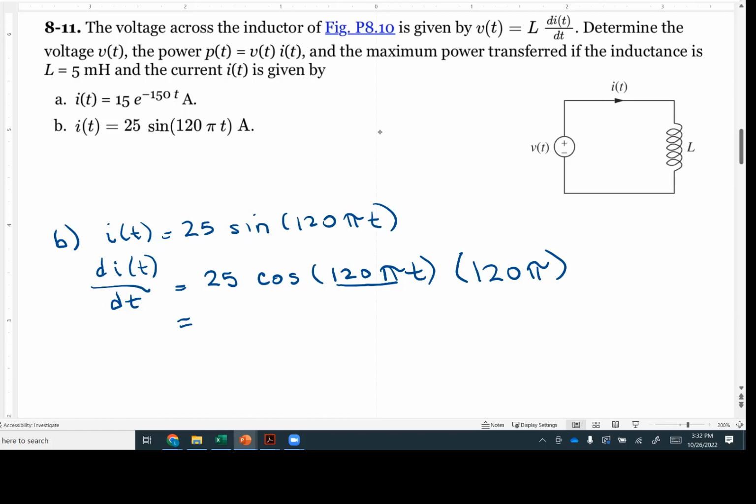I get 120 times 25 is 3,000 pi. Okay, 3,000 pi cosine of 120 pi t. Circle this so we don't lose it.